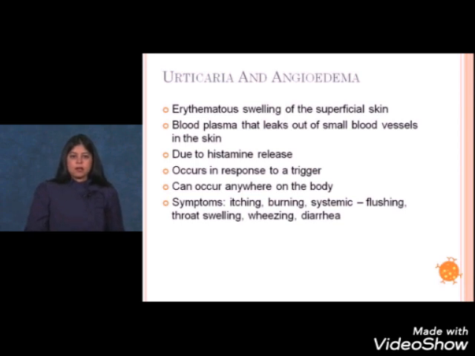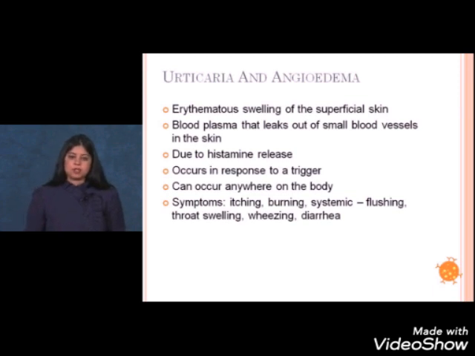Now, I wanted to talk about urticaria and angioedema. This is the last topic that we're going to be touching on. Urticaria and angioedema is erythematous swelling of the superficial skin. It occurs when blood plasma leaks out of small blood vessels into the skin, and this is mainly due to histamine release. It can occur in response to a trigger, and it can occur anywhere on the body.